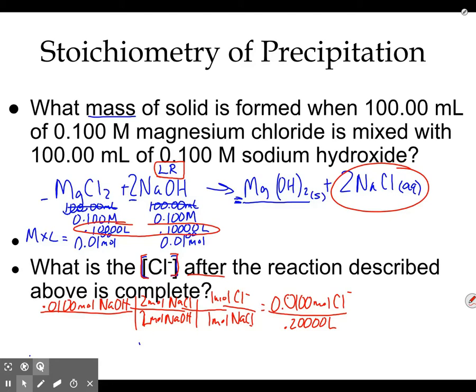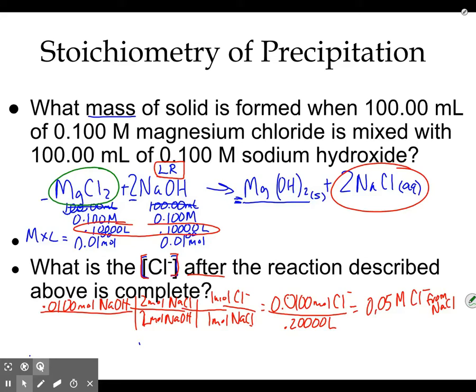And so with that one, I'm going to end up with 0.01 divided by 0.2, and I end up with 0.05 molar chloride ions from NaCl. That's my source there, but that's not my only source. There is another source of chloride ions, and that would be the magnesium chloride. And you might be saying, well, wait a minute, I thought magnesium chloride was a reactant. It is. It's our excess reactant.